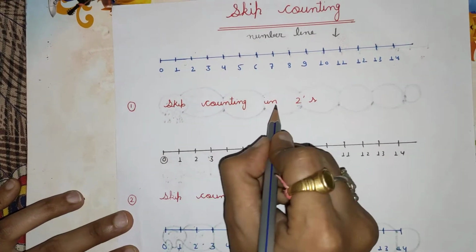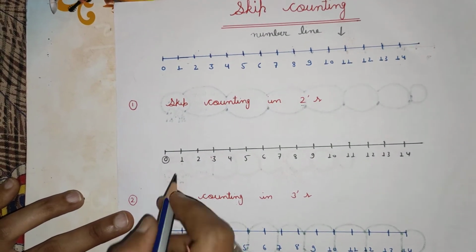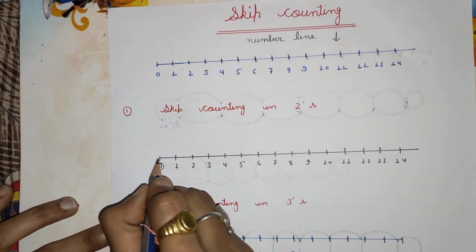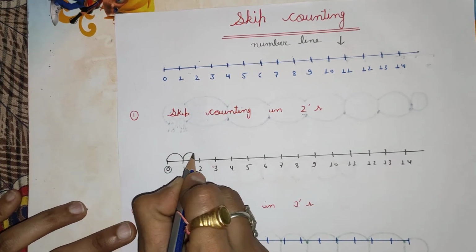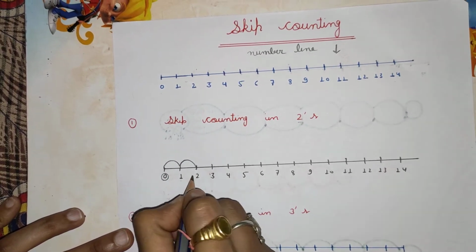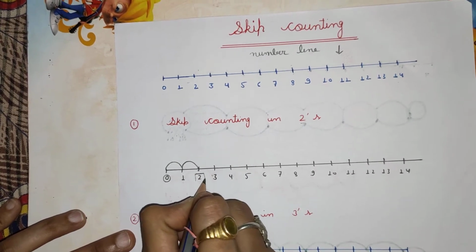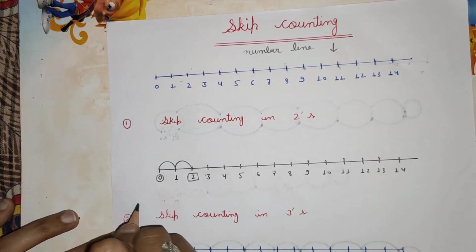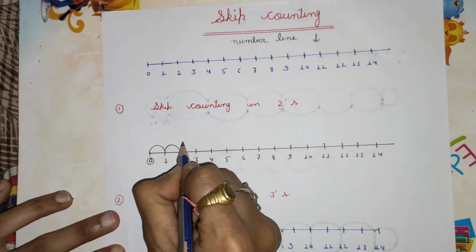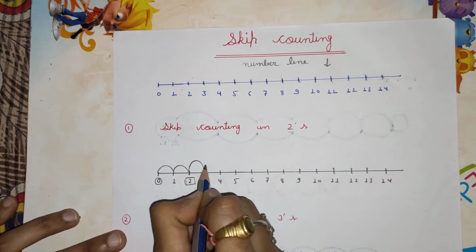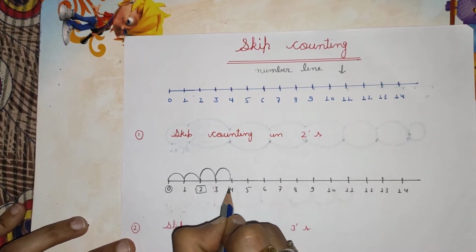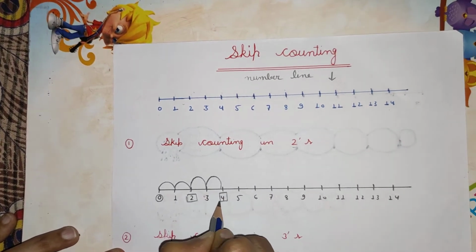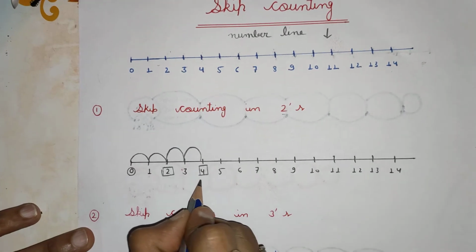Now you have to skip 2 numbers. So after 0 you skip 2 numbers. This is first and this is second. So what will be the next number? 2. You all can see. Now again you have to skip 2 numbers. You just draw like that. You can see we are reaching 4, so the next number would be 4.